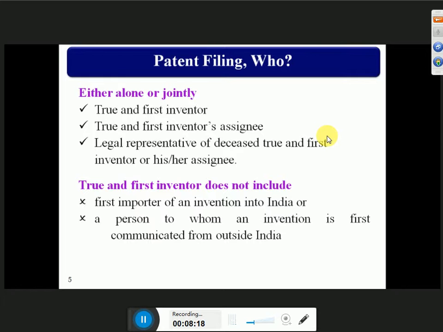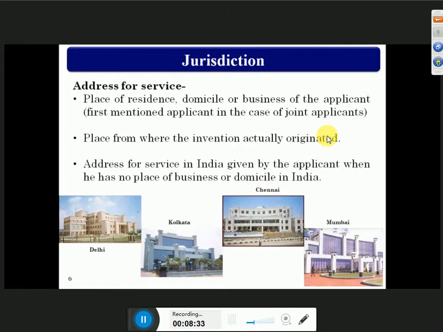For example, I am here and I have a very good friend outside India. He communicates to me that this can be done, and if it is not my idea, I cannot file the patent, right? So this means that you must be the true and first inventor.